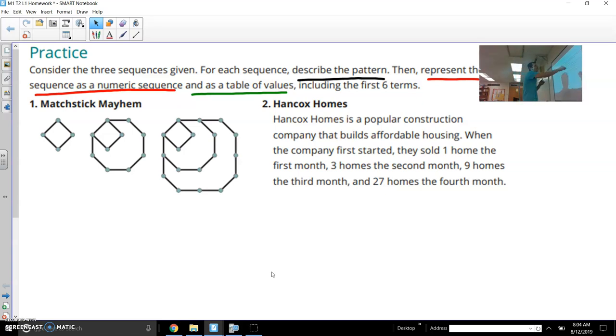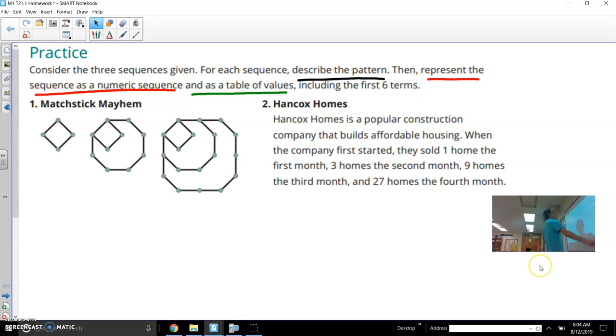So I underlined everything in terms of the directions in different colors, so this one actually has several different parts. For each sequence, let's describe the pattern in words, real basic, and then represent the sequence as a numeric sequence, just the numbers that seem to be involved in the sequence pattern. And also as a table of values, we want to try to get the first 6 in. So I'm going to try to lead you, and hopefully you can finish it out.